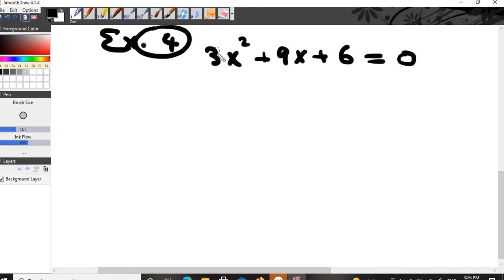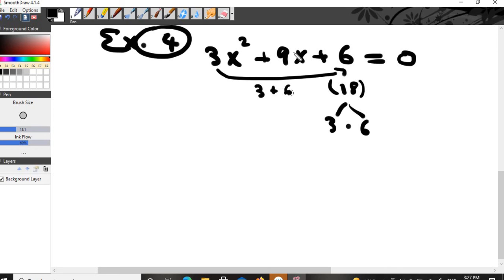When we have a coefficient in front of the x squared, we must multiply the coefficient by the constant, the c. So this one we deal with as 3 times 6 is 18. Then we figure out two numbers that multiply to 18 and add to produce plus 9. In this case, 3 times 6 produces 18, and 3 plus 6 produces 9.